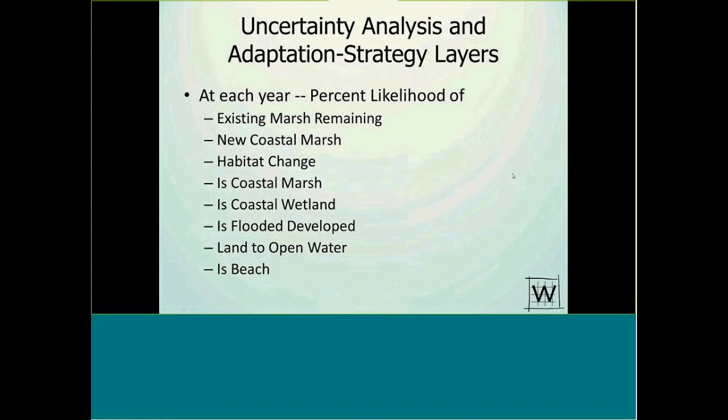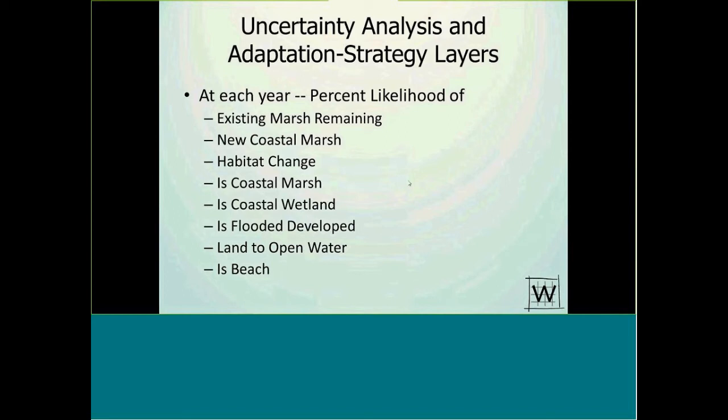Next thing I want to talk about are the intermediate products, some of the uncertainty analysis and adaptation strategy layers. So again, from uncertainty analysis, you go from one map per sea level rise scenario per time step to hundreds of maps per time step. The way that we solved that was to create percent likelihood maps. So you have a percent likelihood that existing marsh will remain. They'll give you a sense of vulnerability across all of the model uncertainty and sea level rise uncertainty. Percent likelihood that there's new coastal marsh. This is to show marsh migration pathways. It's going to be a very useful map.